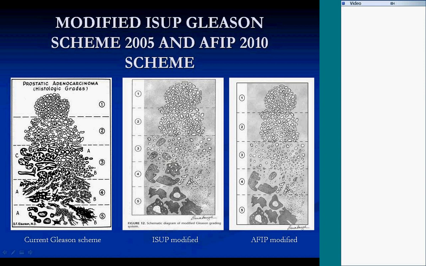What you can see is that cribriform adenocarcinoma has now moved completely out of lower grade pattern 3 and into higher grade pattern 4. There's evidence to support this shift, and that's a really important change in our practice. So here's the cribriform adenocarcinoma.